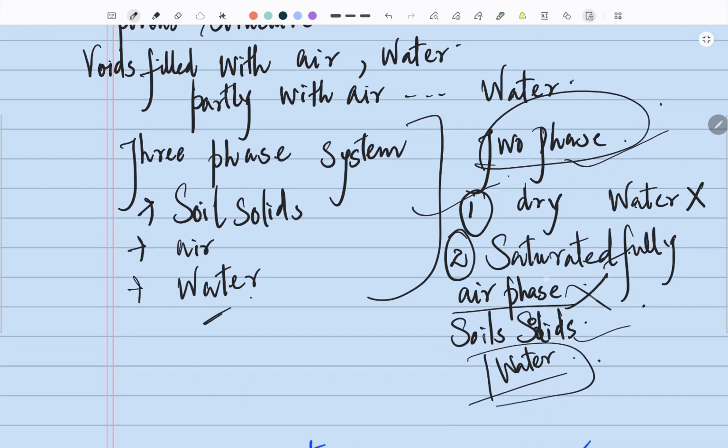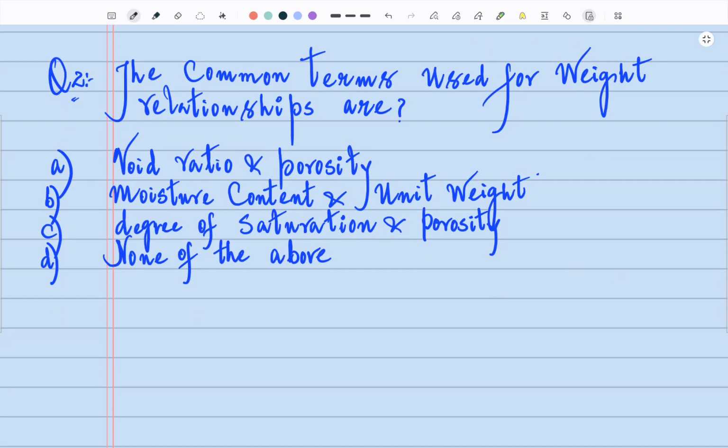Moving on to the next question. The next question is, the common terms used for weight relationships are. Option 1 is void ratio and porosity. Second one is moisture content and unit weight. Third is degree of saturation and porosity. And the fourth one is none of the above. The correct answer is option B. The common terms that are used for the weight relationships are moisture content and unit weight.